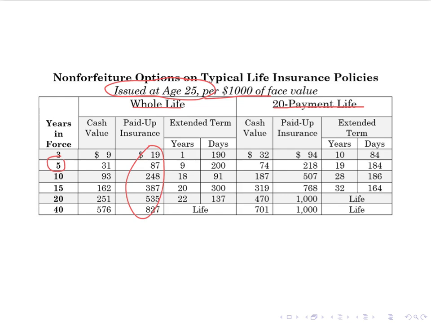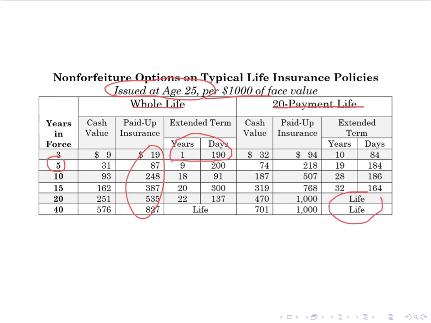The last one, extended term, is changing your whole life or 20 payment life into a term life. So the extended term, this is not something that you would divide by 1,000 and multiply by the face value. It's not a dollar amount. It's going to tell you how many years and how many days that you are still covered for. So if I'm 25, I start paying for my life insurance, I stop at age 28 for some reason, it's 3 years in force. I am still covered for that whole face value amount for the next 1 year and 190 days.